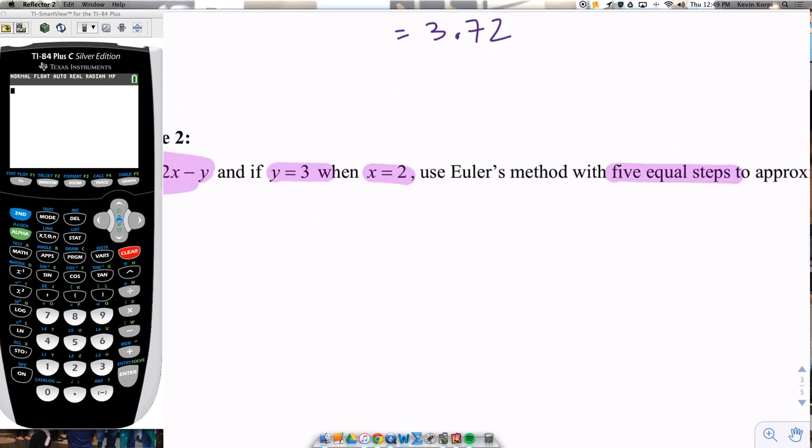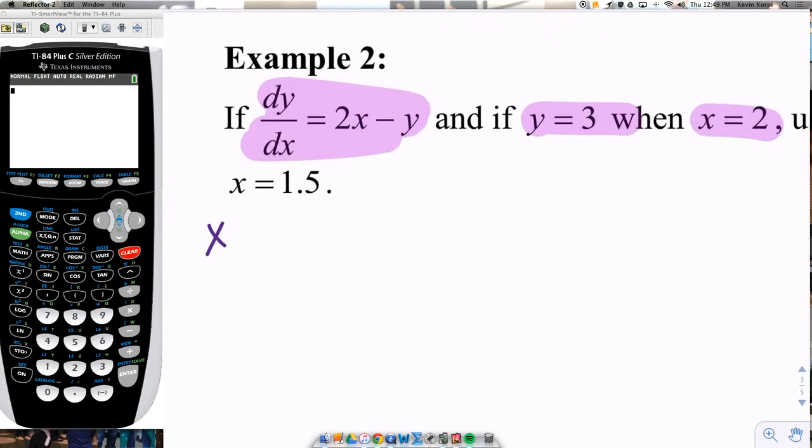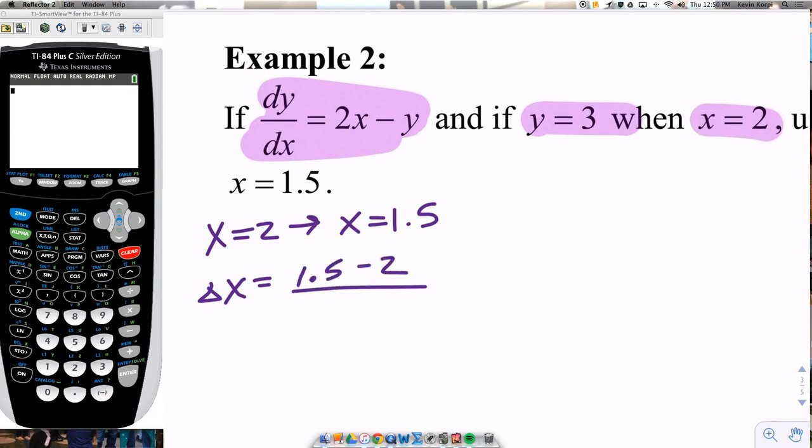Okay. Step 2, you need to figure out delta x. We are starting at x equals 2, and we're going to x equals 1.5. What's most noticeable about that? It's going to the left. So your delta x is going to have to be negative. If you want to figure out what delta x is just by routine, it's your ending point, which is 1.5, minus your starting point of 2, over the number of steps you're taking of equal length, which is 5. So negative 0.1, or negative 1/10.